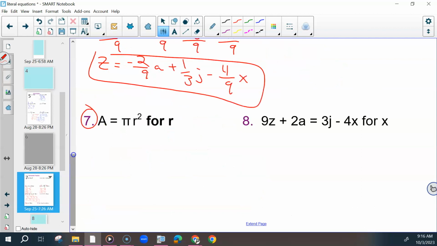Number 7, we are solving for r. What do we think would be our first step? Divide by pi. We have a over pi equals r squared. And then how could we get rid of the squared? How do we undo something that's squared?